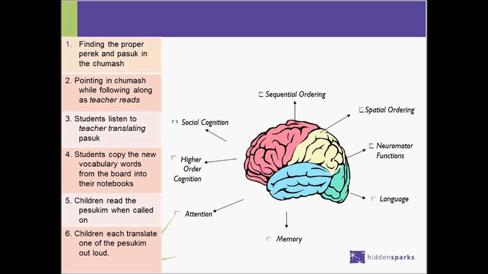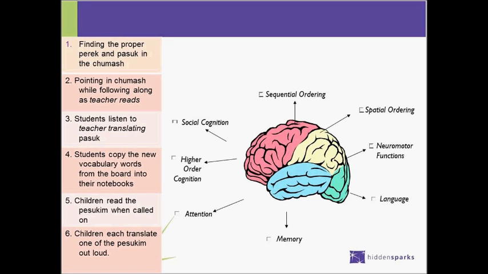Next, pointing in the Chumash while following along as the teacher reads. If anyone can chime in and let us know which neurodevelopmental tasks are involved in number 2. Neuromotor and spatial, neuromotor, spatial, and attention. Okay, very good. Next, students listen to the teacher translating a pasuk. Which neurodevelopmental demands would be included in number 3?